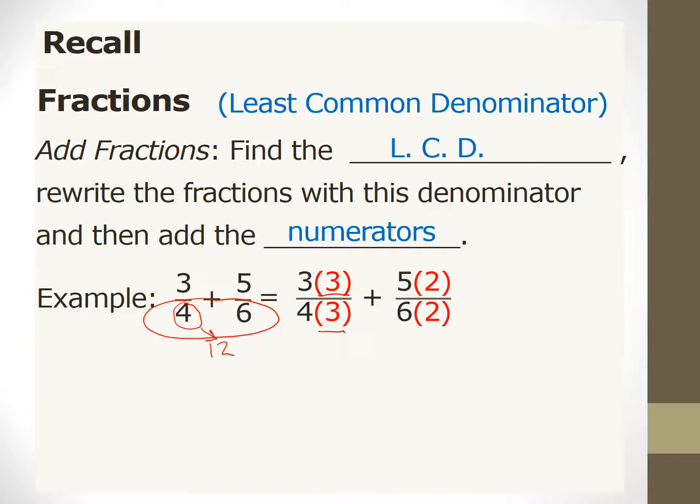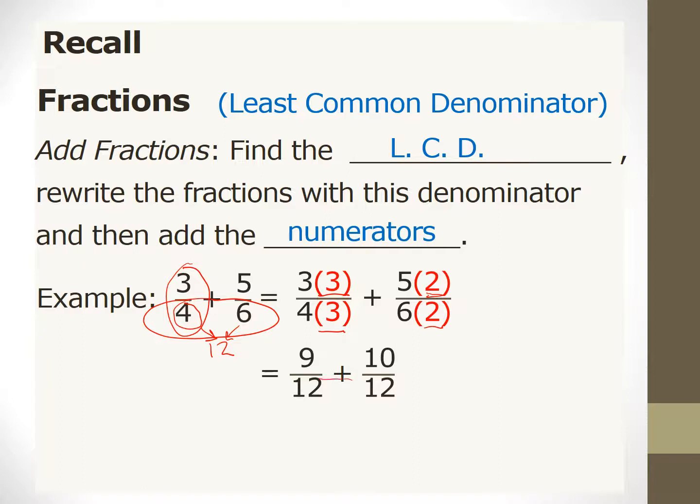That way we maintain a fraction that is equivalent to 3/4. The same is true, how do I get the 6 into a denominator of 12? I'd need to multiply by 2, and if I multiply the bottom by 2 to make it 12, I also have to make sure I multiply the top by 2 as well. And so when we do that, we get 3 times 3 is 9, 9/12. 2 times 5 is 10, 10/12.